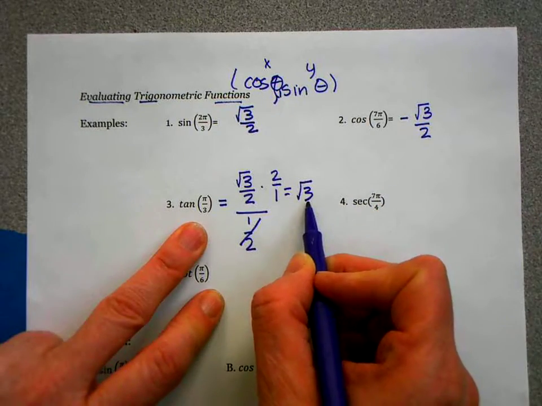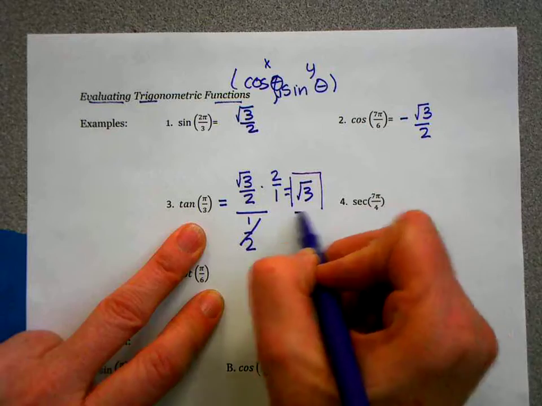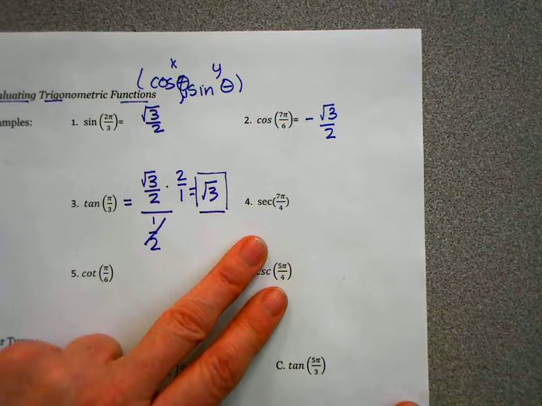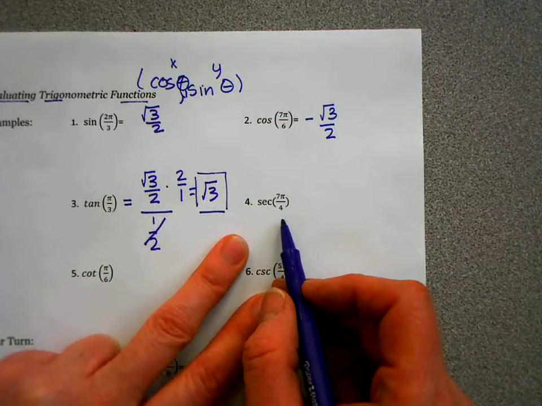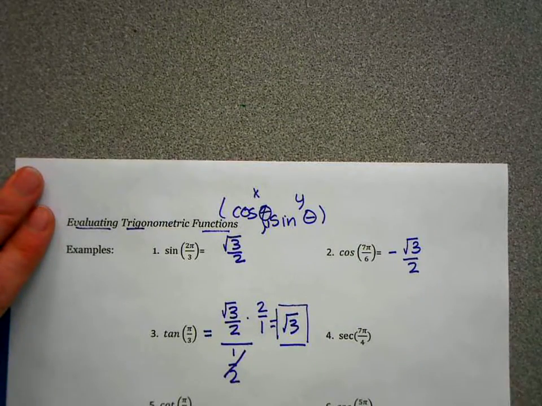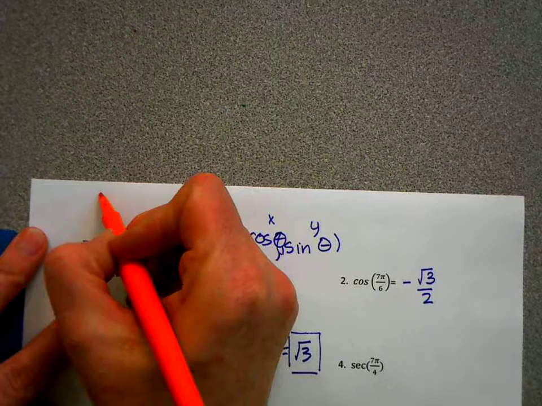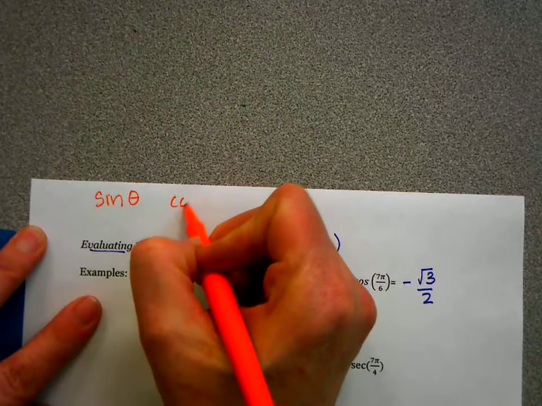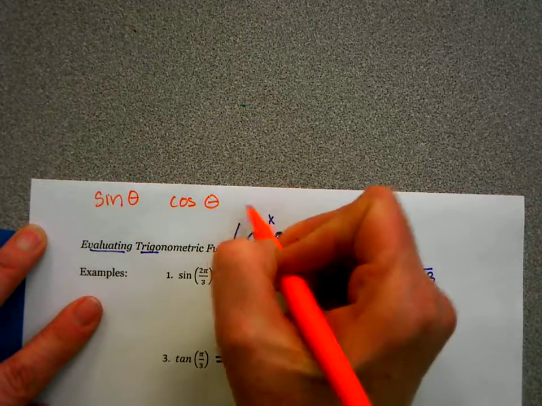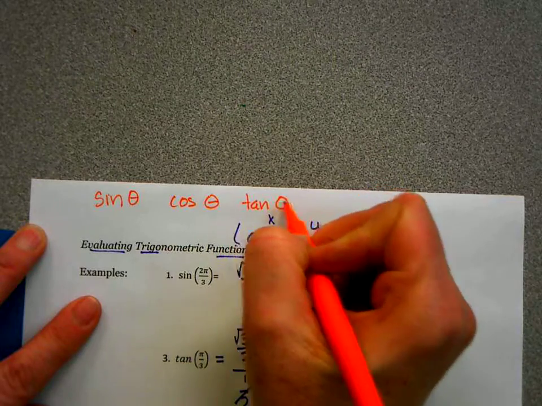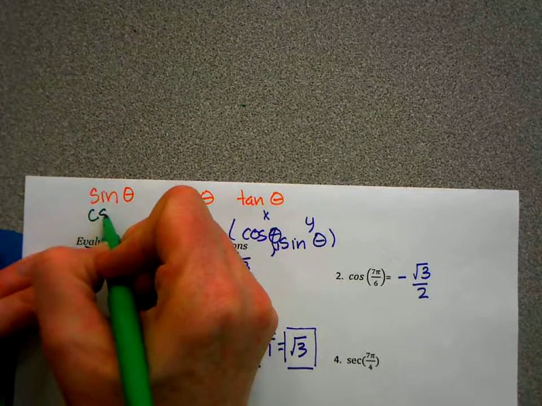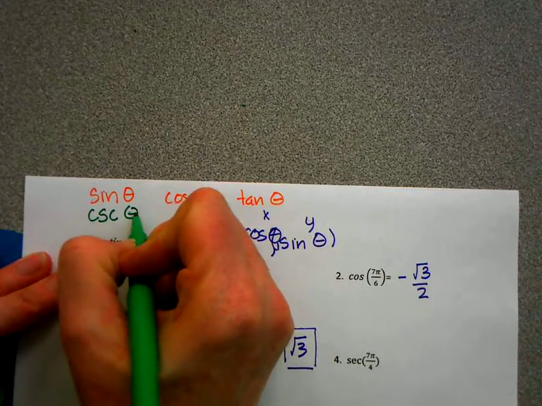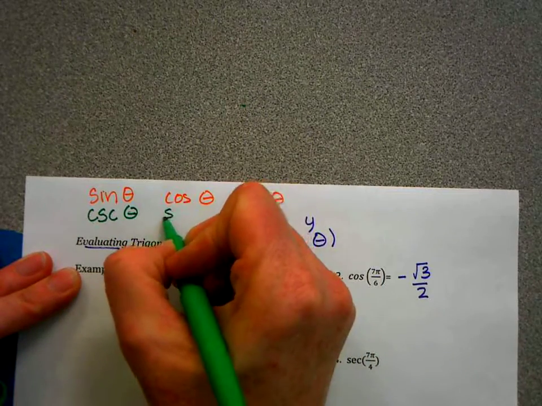All right, now the secant. Okay, this is a reciprocal function. Let's put our reciprocal pairs up at the top. Okay, we have the sine theta, the cosine of theta, and the tangent of theta. Those are our main trig functions. Now we have the reciprocal of the sine is the cosecant of theta. The reciprocal of the cosine is the secant. The reciprocal of the tangent is the cotangent of theta.